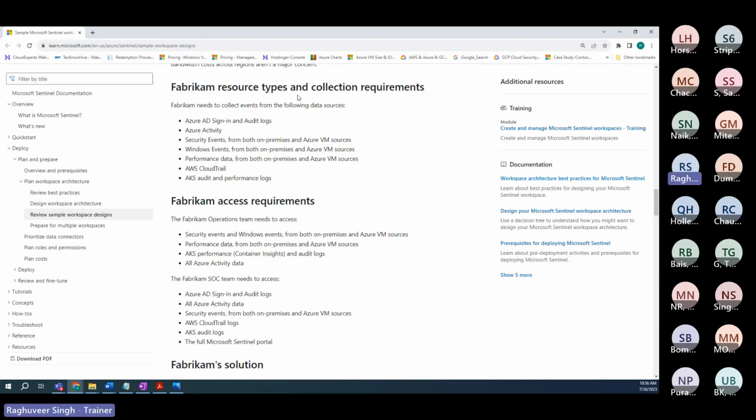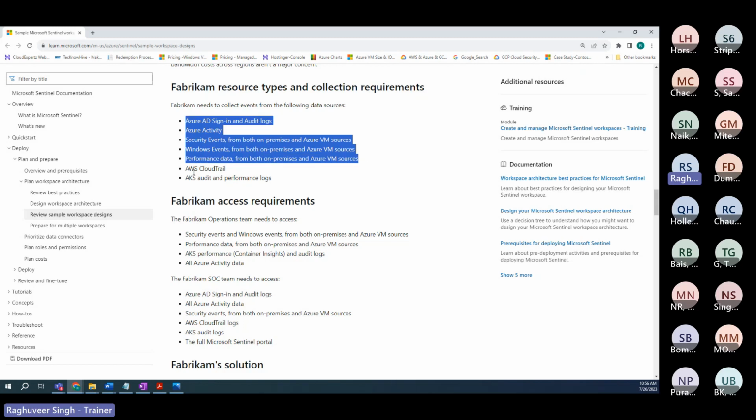Then it says Fabrikam resource types and collection requirements. Now these are the objective requirements: they want to collect sign-in logs and audit logs. We are already collecting these logs in our labs. We are also collecting Azure VM logs, though not on-premises. We are also collecting Windows events for Azure VMs, and we are collecting performance data also. So I'm saying our lab environment is similar to this.